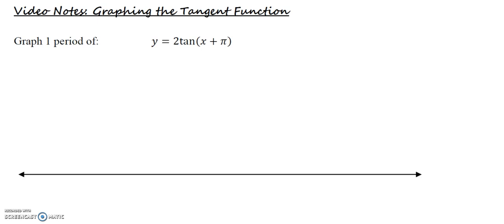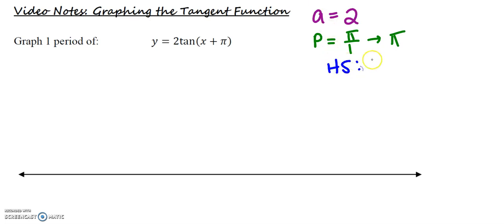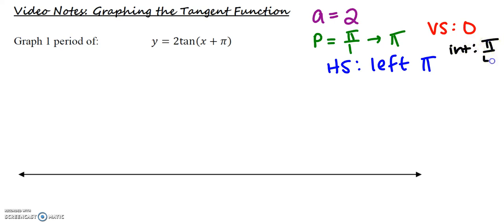So again, I've got a tangent graph. Great. Our A value, our vertical stretch, is going to be 2. Our period is going to be pi over b, which is really just pi. Our horizontal shift looks like we're going to the left pi. Our vertical shift is 0. Our intervals will be pi over 4. And I have no flip.